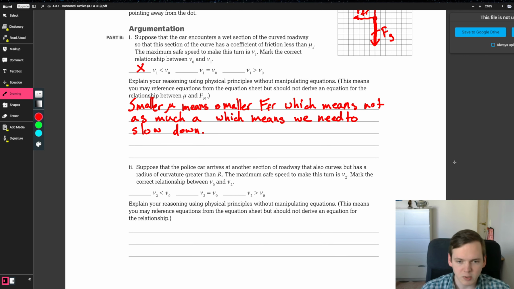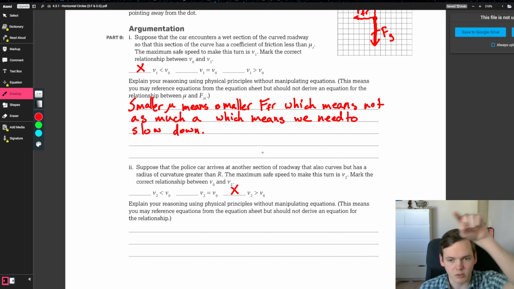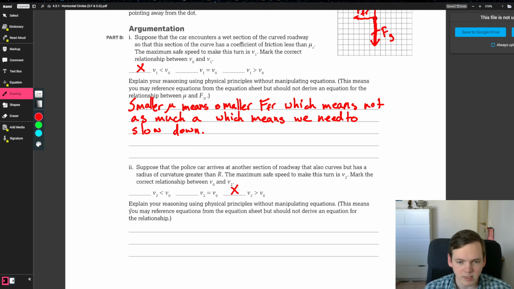Next, we come to: suppose the car arrives at another section of roadway that also curves but has a radius of curvature greater than r. The maximum safe speed is v2, and mark this. So now we have the opposite: if it's a bigger curve, we don't need to turn as quickly because it's a larger radius. If we don't need to turn as quickly, we don't need as much acceleration, then we can basically have a higher speed.